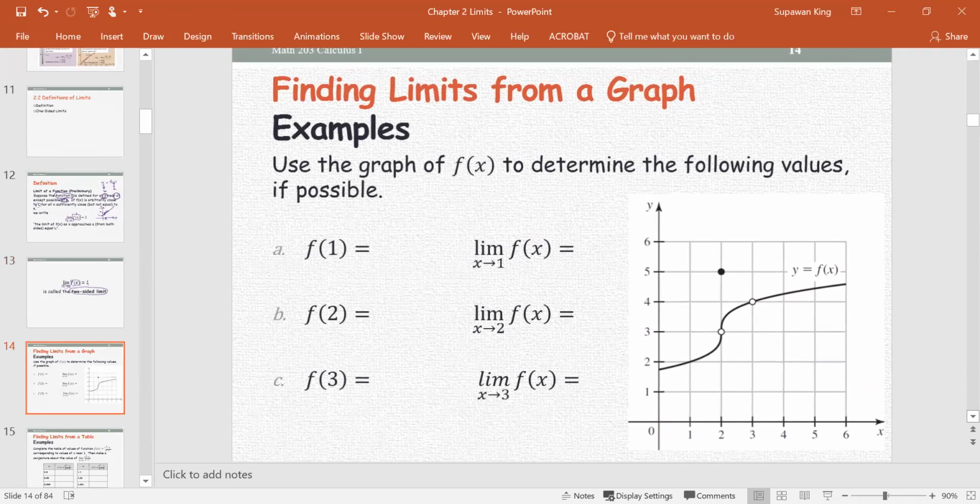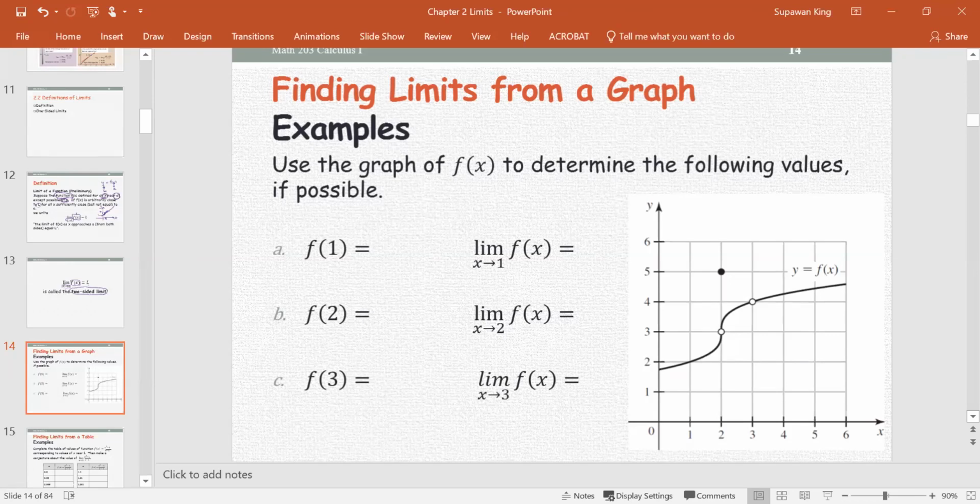In this example, the graph on the side, y equals f of x, you see the hole, the jump, and the dot above the curve somewhere here. Part A, you're going to use the graph to find the function at 1 and the two-sided limit of the function as x approaches 1. Part B, f at 2 and the limit as x approaches 2. So three cases, and two things to find for each case: the function value and the limit as x approaches that number from both sides.